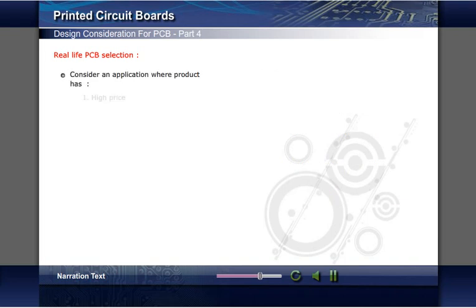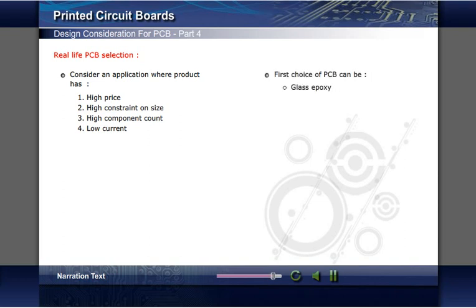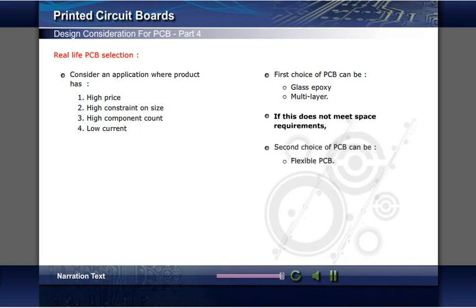As another example, consider a high price application where there is high constraint on size. A product like a digital camera, where current is up to 1 ampere. In such an application, the first choice will be glass epoxy laminate and multi-layer PCB. If it still can't be accommodated in given size constraints, the second choice is flexible PCB.